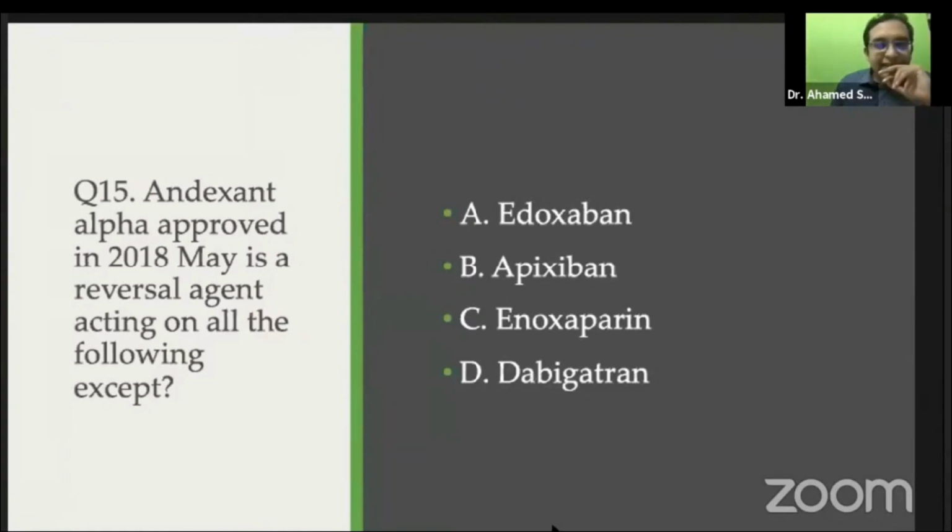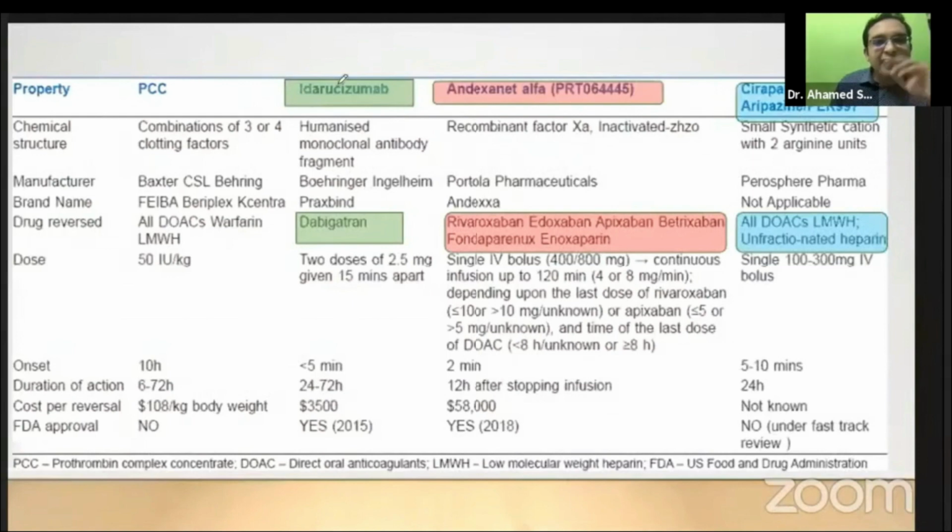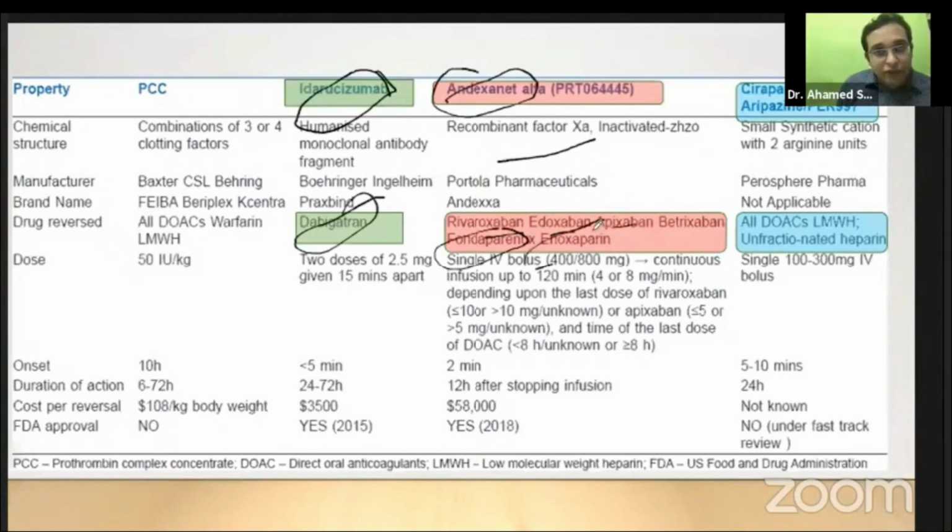The answer is dabigatran. This is not a new question. Idarucizumab was a drug, a reversal agent which is used to reverse the dabigatran-induced side effect, basically bleeding. And the newer one which was approved in May 2018 was andexanet alfa, a recombinant factor Xa structure, and it reverses rivaroxaban, edoxaban, apixaban, betrixaban, fondaparinux, as well as enoxaparin. It does not reverse dabigatran.